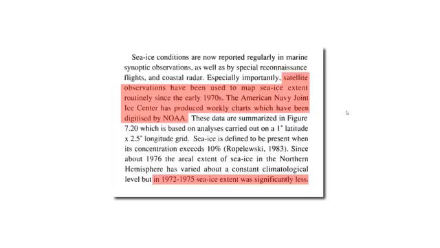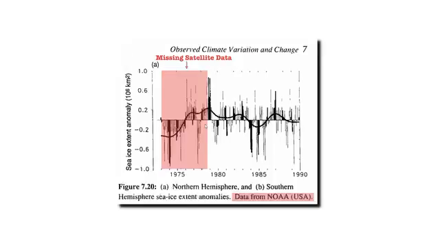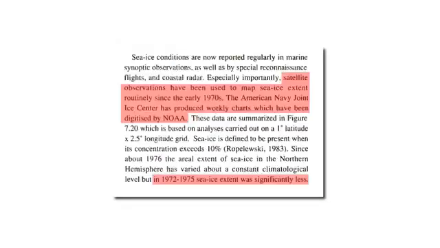The American Navy Joint Ice Center has produced weekly charts which have been digitized by NOAA. And down here is the key sentence. In 1972 to 1975, sea ice extent was significantly less. So they hid the data before 1979 and tried to use the excuse that we didn't have satellite data prior to 1979. But the IPCC report said the exact opposite.